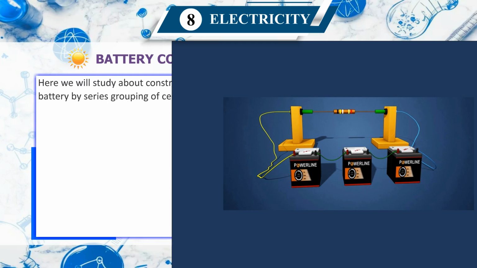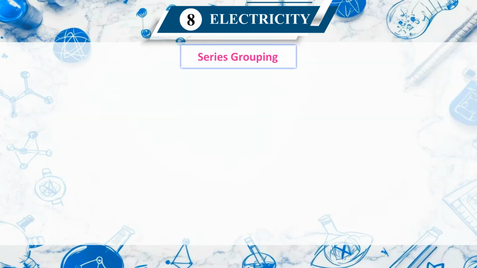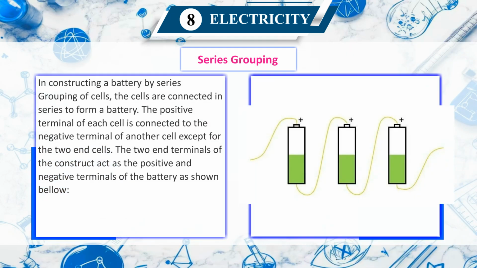Here we will study the construction of a battery by series grouping of cells. Series grouping. In constructing a battery by series grouping of cells, the cells are connected in series. To form a battery, the positive terminal of each cell is connected to the negative terminal of another cell, except for the two end cells. The two end terminals of the construct act as the positive and negative terminals of the battery as shown below.